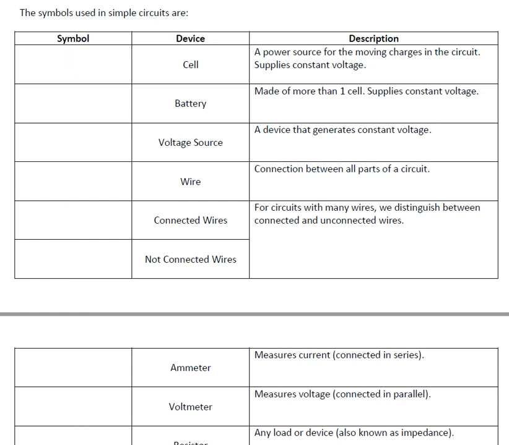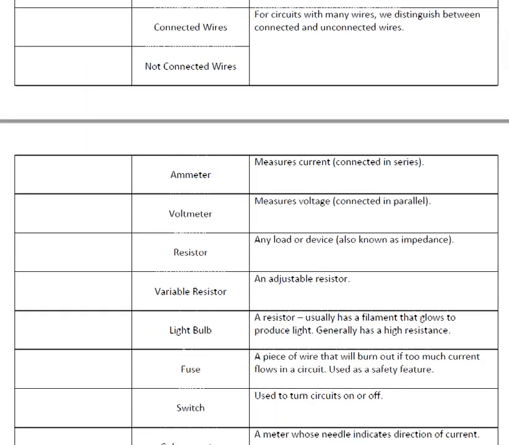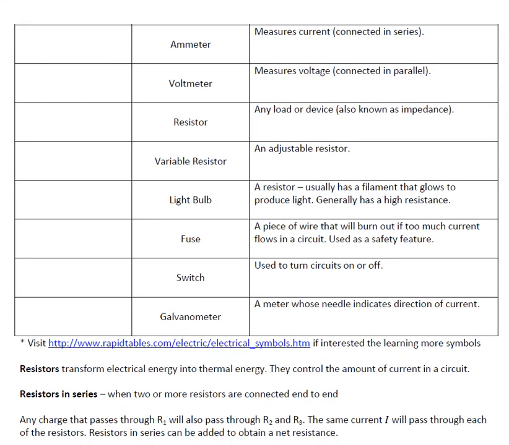Let's just scroll down. So there's our ammeter again. Here's our voltmeter. A resistor. Sometimes we see it with the little bumps. Resistors are often just seen with a little rectangular box as well.